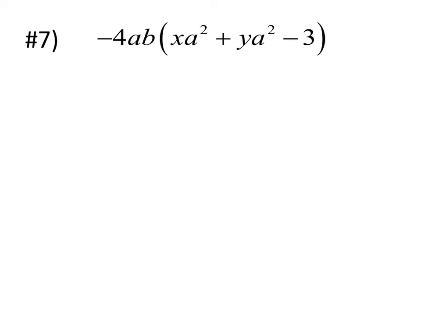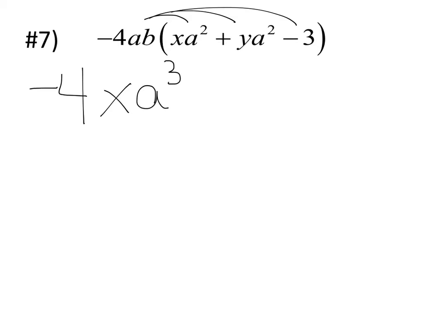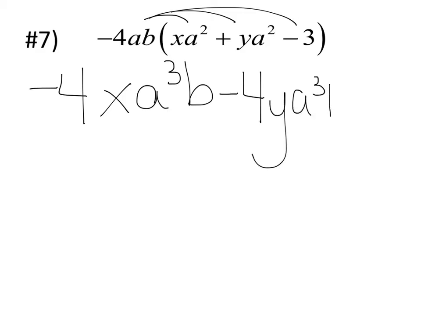Now we're distributing negative 4ab to this entire trinomial. So all three pieces. Negative 4ab times xa squared is negative 4x a cubed, because you have an a here, and then two a's here, and then b. And then when you distribute the negative 4ab to ya squared, you get negative 4y a cubed b. And then when you distribute your negative 4ab to the negative 3, you get positive 12ab. Almost ran out of room there. And that is your entire answer.